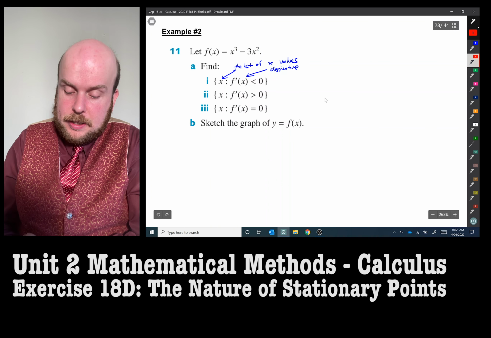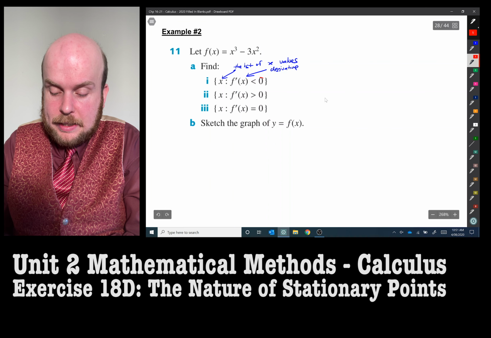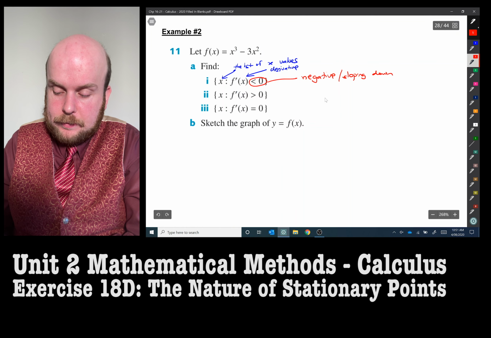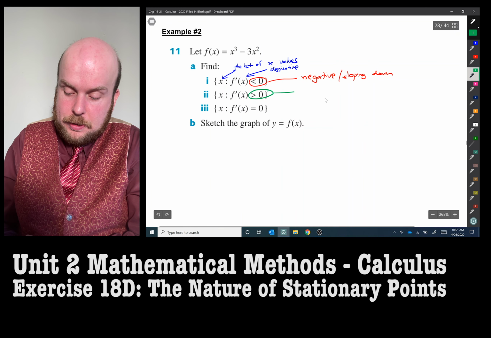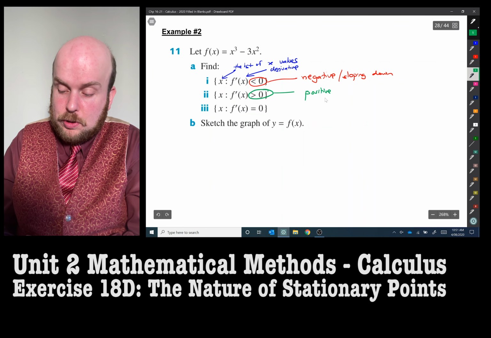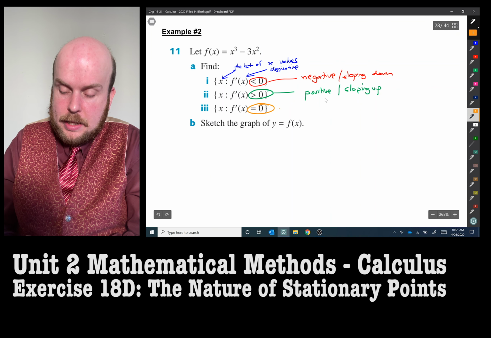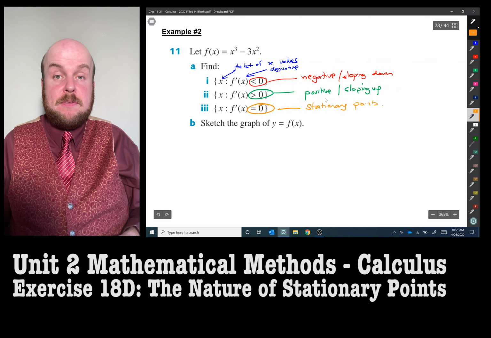So the first one is saying what are the list of x values when the derivative is negative, because it's less than 0 or sloping down. This one is positive or sloping up. And this would be for stationary points. And then we have to sketch the graph.